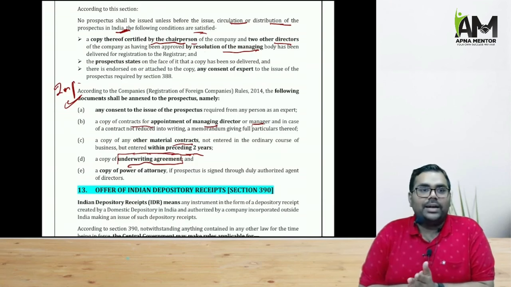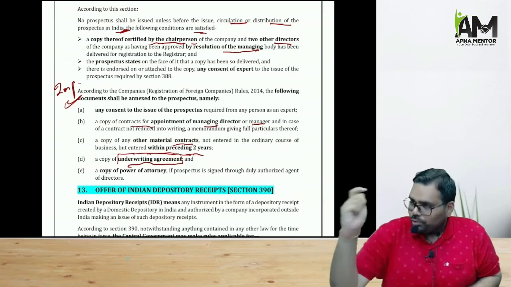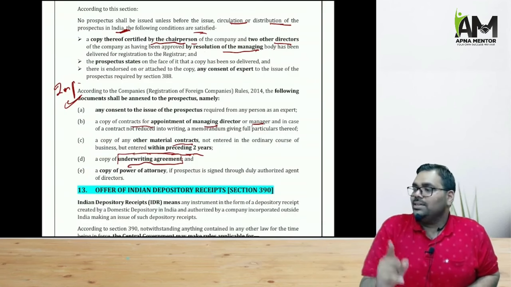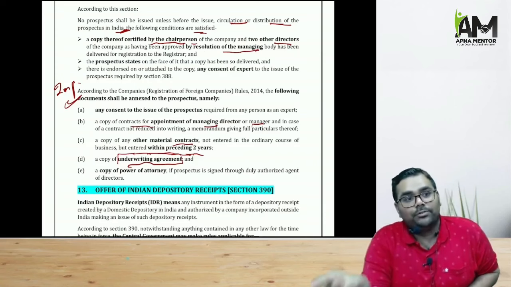The company enters into an underwriting agreement with a merchant banker: you issue the share to the public, you take a commission for that. That commission is your income, but the risk you have to take is, suppose minimum 90% of the members don't subscribe the share, you will have to subscribe the remaining share.